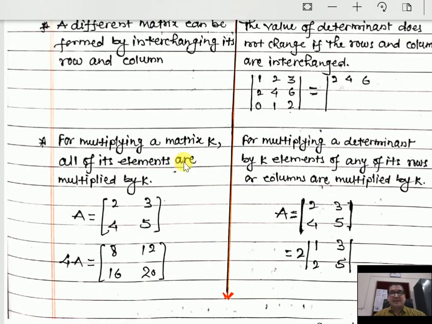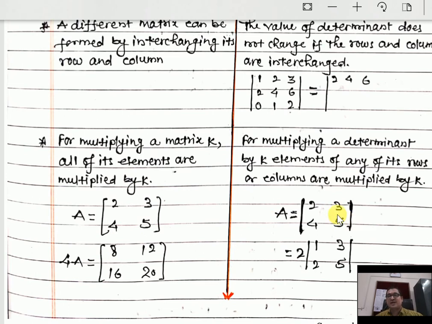The next point, multiplying a matrix, is a very important point. Multiplying a matrix by K, where K is some constant value, all of its elements are multiplied by K. Means if you want to multiply with 2 in this matrix, each and every element will be multiplied. See, A is given, and I want to calculate 4A. So 4 will be multiplied with each and every element of this matrix. 4 2 is 8, 4 3 is 12, 4 4 is 16, 4 5 is 20.